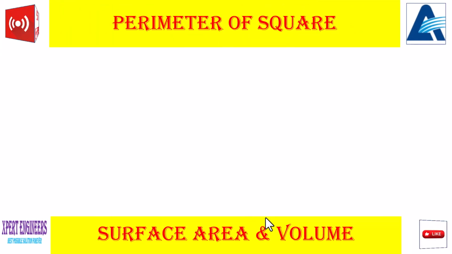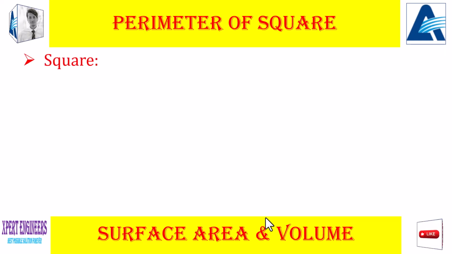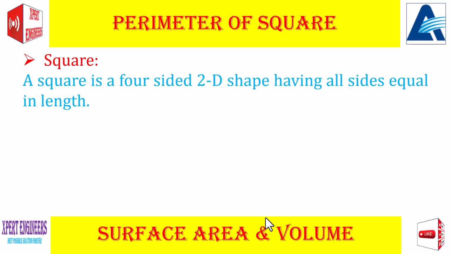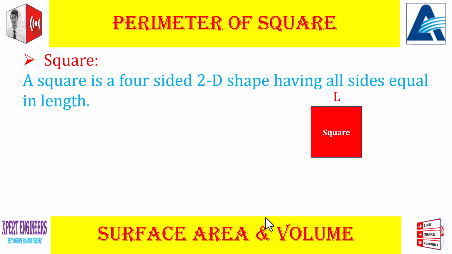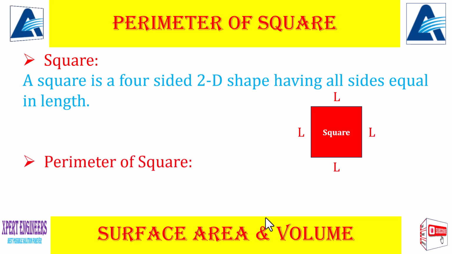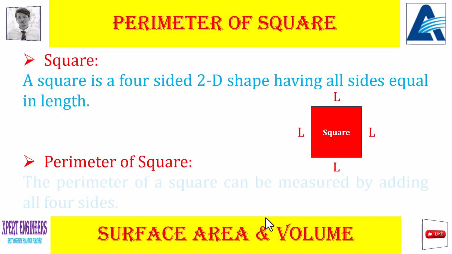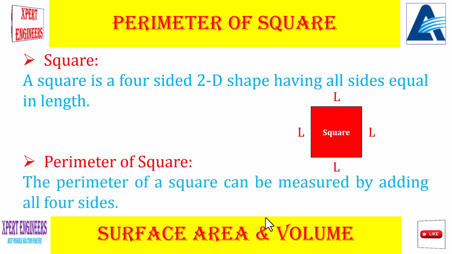Now comes the perimeter of square. What is a square? A square is a four-sided two-dimensional shape having all sides equal in length, and all four angles of a square must be 90 degrees. The perimeter of a square can be measured by adding the length of all four sides.